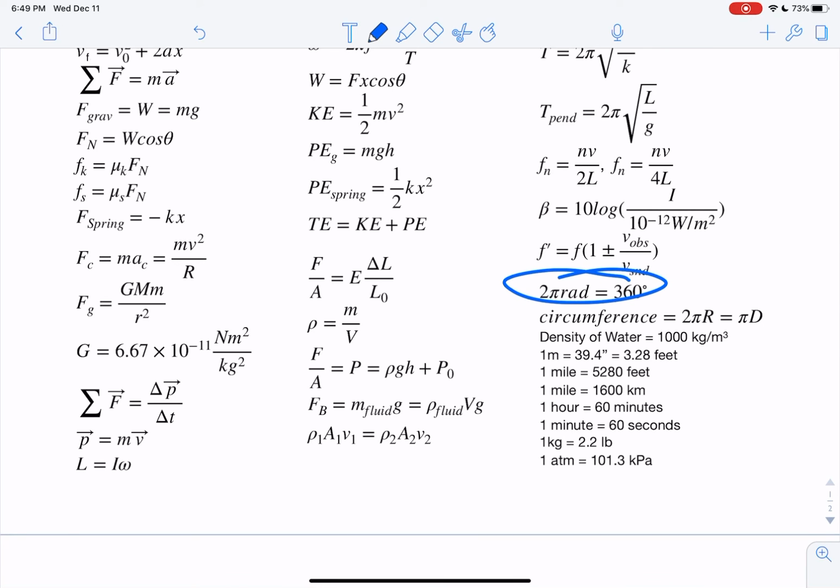Okay, 2 pi radians equals 360 degrees. The circumference of a circle is 2 pi r. The density of water is 1,000 kilograms per meter cubed. You got some other generic conversion factors here.